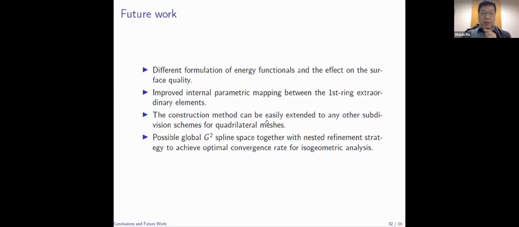As for future work, I just mention one point. Basically, the construction we're talking about here can be extended for any subdivision scheme using quadrilateral meshes. What we presented here only applied to the ARPA scheme we mentioned a few minutes ago, but the methodology can be extended to other schemes as well. And also the convergence. I think that's all.